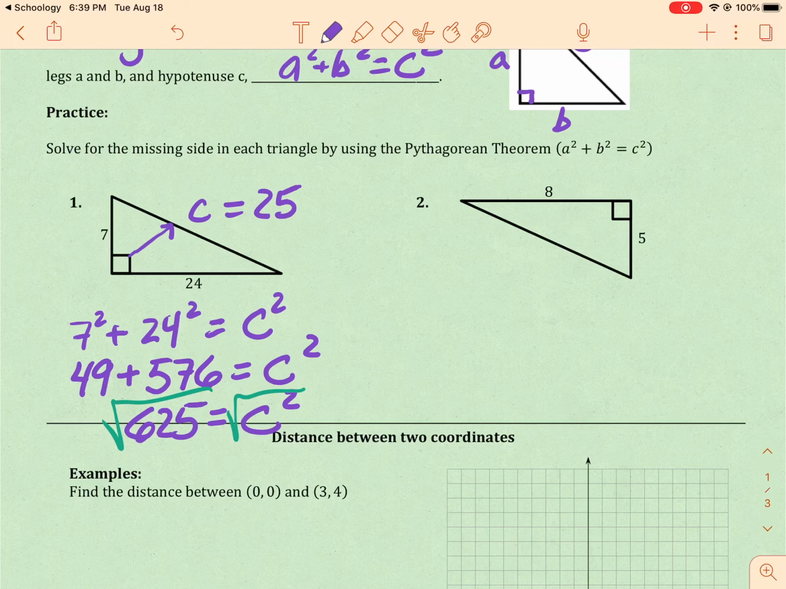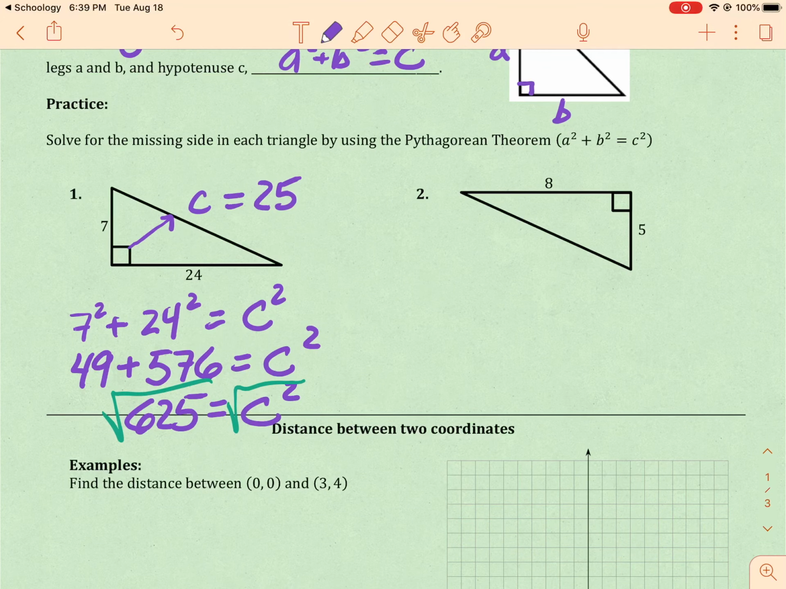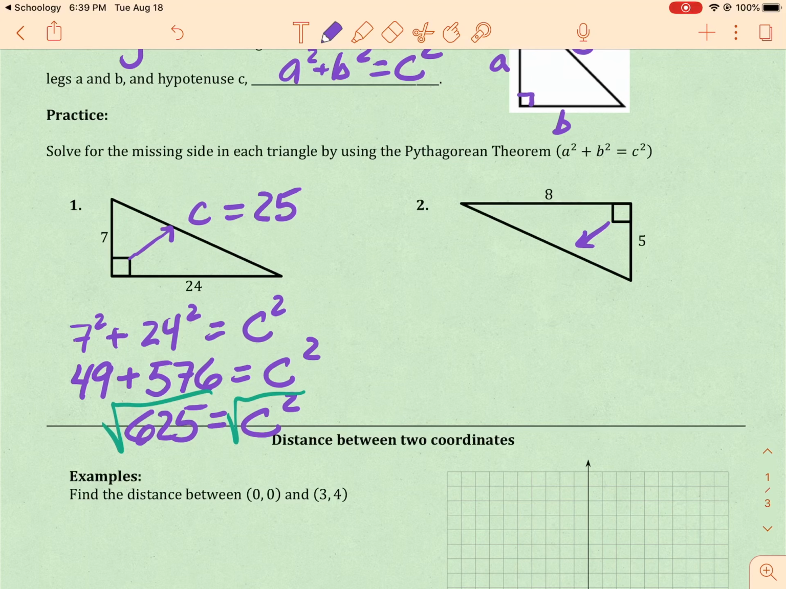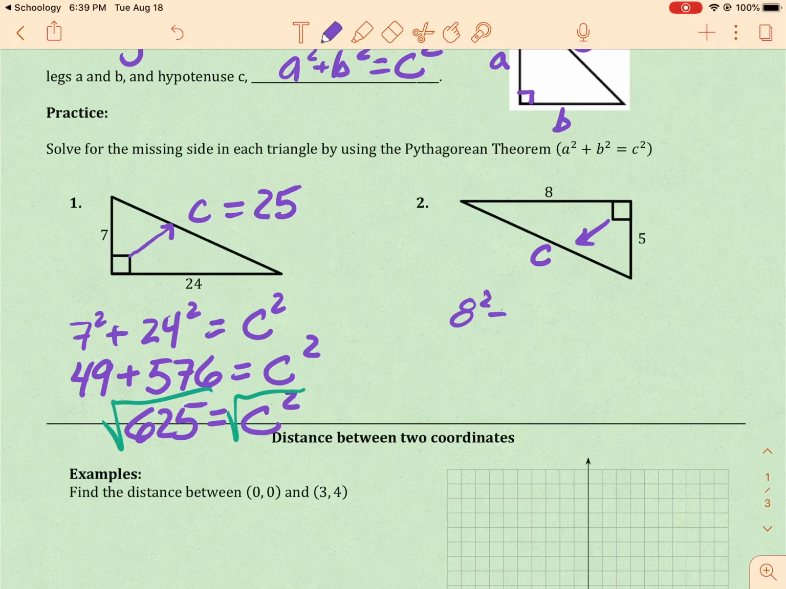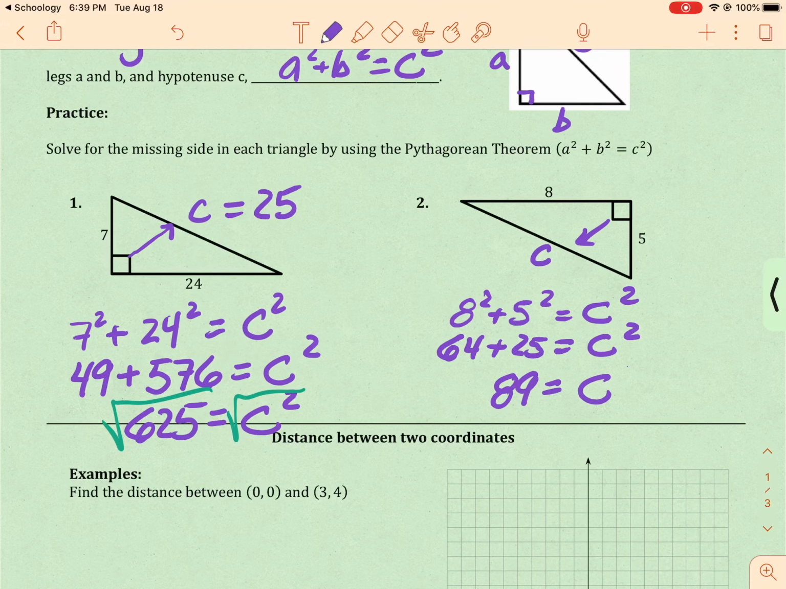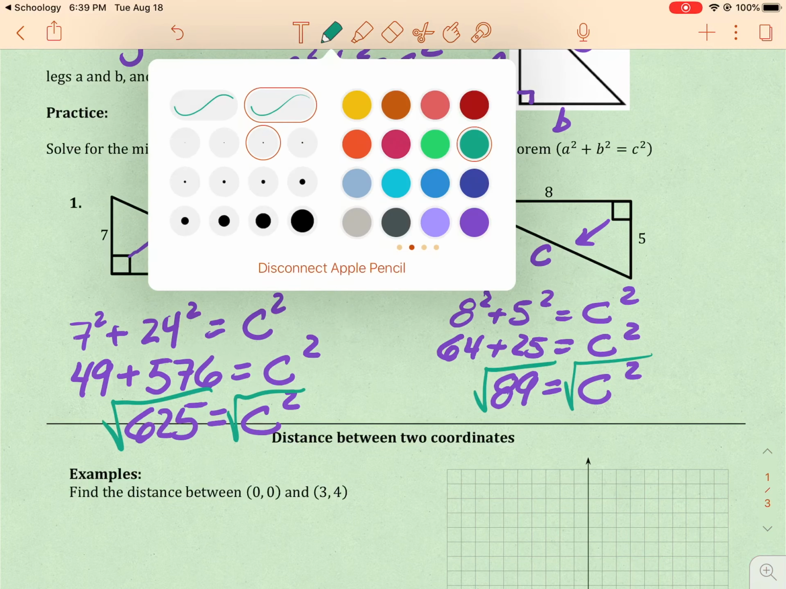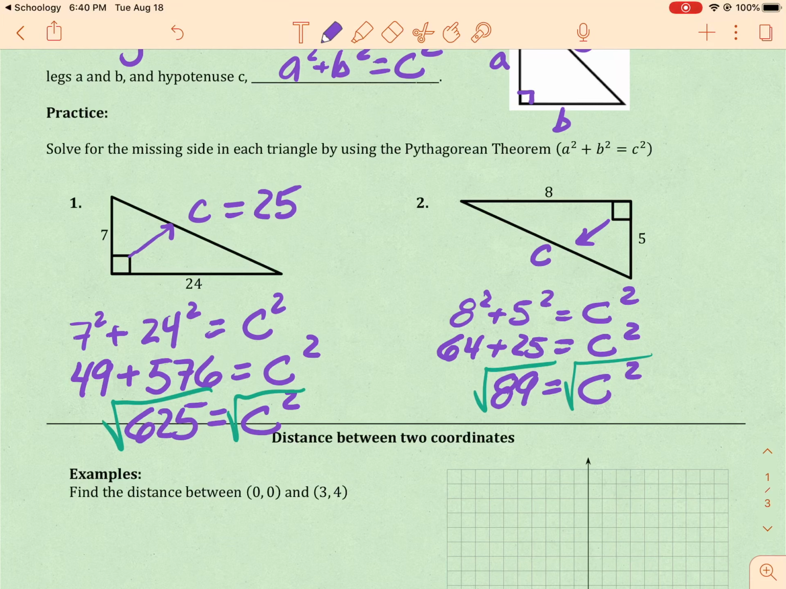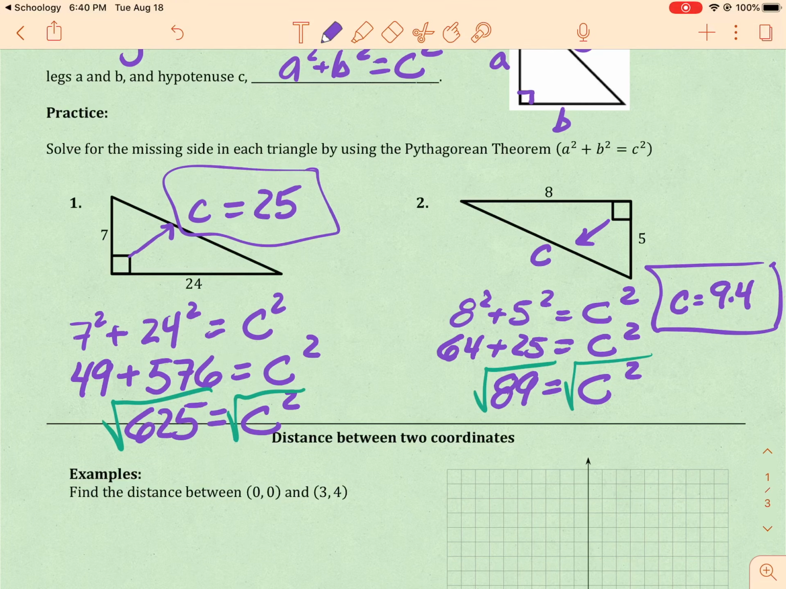Pause me and I'll come back and show the work. Hopefully you saw that for this one, you were finding the c again. So it was 8 squared plus 5 squared equals c squared. 64 and 25 gives you 89. When you square root both sides, only the positive root, if we round it to the nearest tenth, you're getting 9.4.